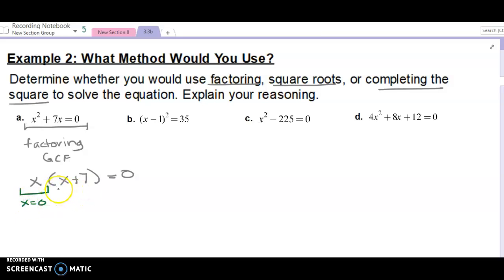Well, when x is 0. And when is this equal to 0? When x is negative 7. Okay, so very easily I can solve that with factoring. Okay, this one, because we already have a perfect square on the left, we would just use our square roots method.